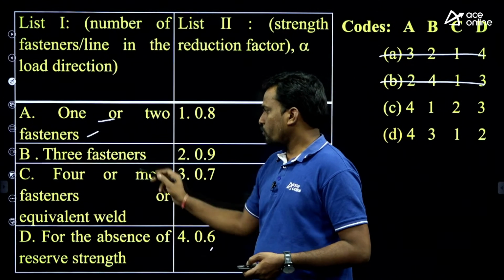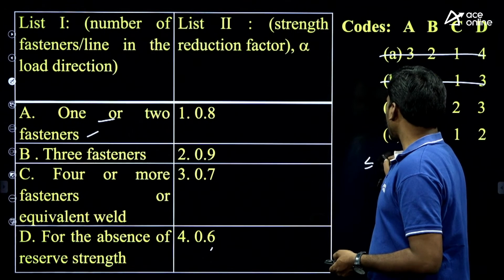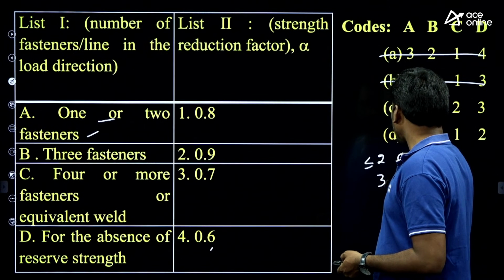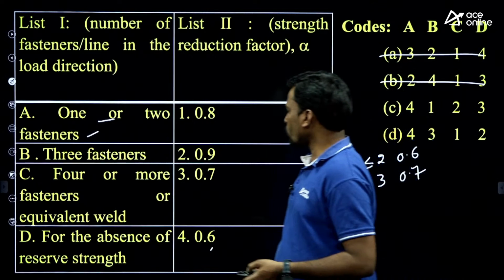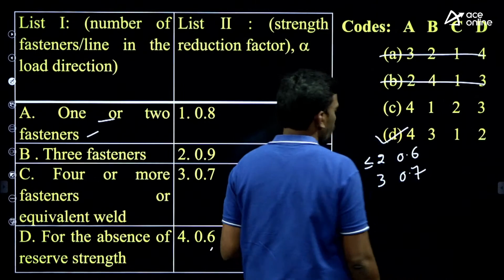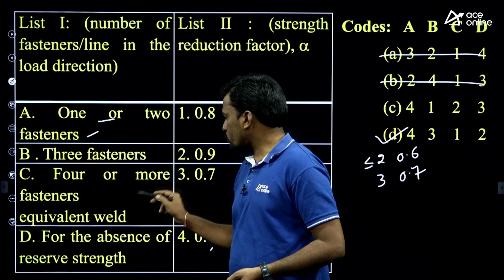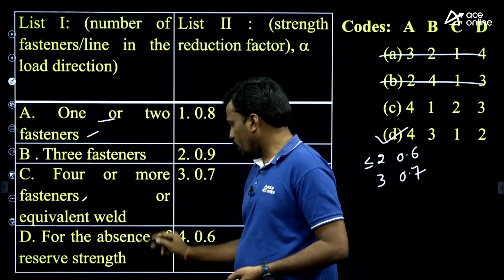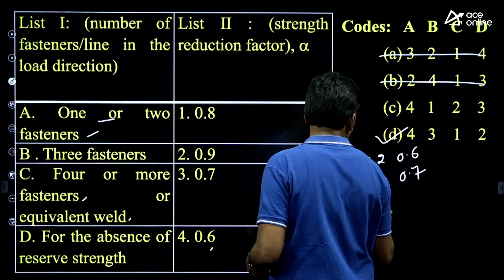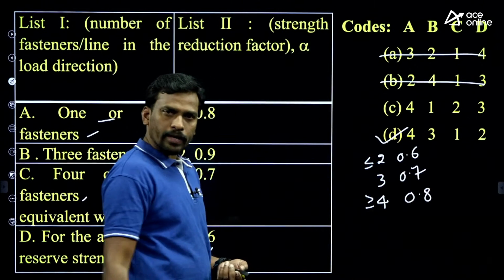Next, for 3 bolts, less than or equal to 2 is 0.6, and if the number of bolts is 3, then it is 0.7. For 0.7, this is B3, so option D is correct. And for 4 or more bolts, alpha equals 0.8. For the welding case also it is 0.8 only.